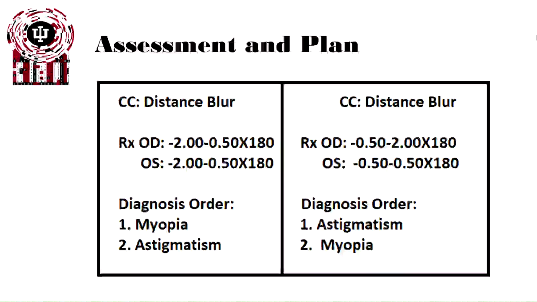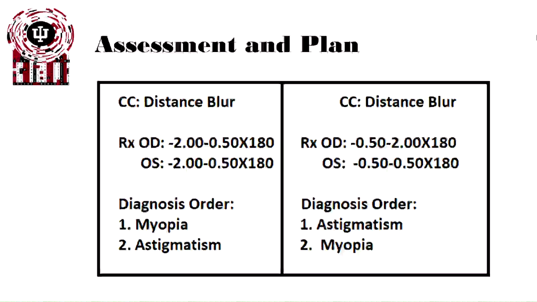Let's look at some more examples. In this case, we have a chief complaint of distance blur in both cases. The person on the left of your screen has 2 diopters of myopia and a half diopter of astigmatism. The person on the right side of your screen has a half diopter of myopia and 2 diopters of astigmatism. So based upon the one that affects the chief complaint the most is the order of the diagnosis.